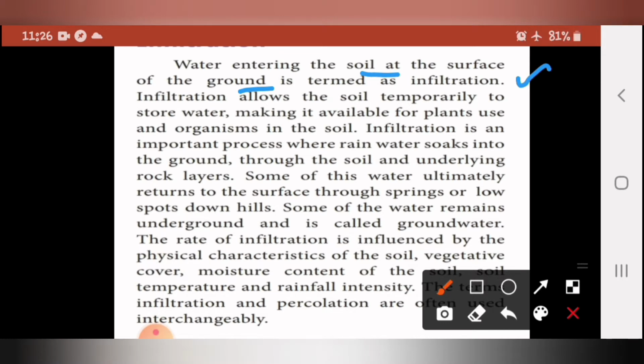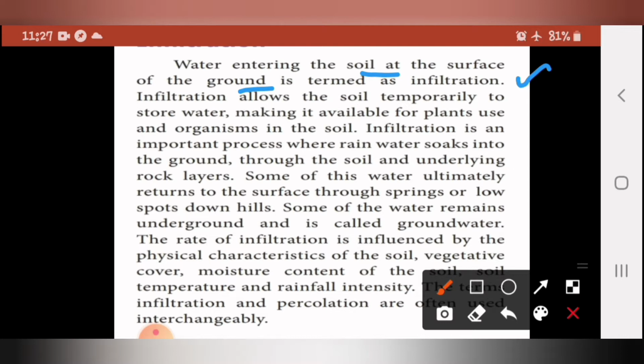Infiltration. Infiltration allows the soil temporarily to store water, making it available for plants' use and for organisms in the soil. So, what does infiltration allow? It allows the soil temporarily to store water for the plant purpose, making it available for plant use. When water is stored temporarily, that stored water will be used for plants and organisms in the soil.